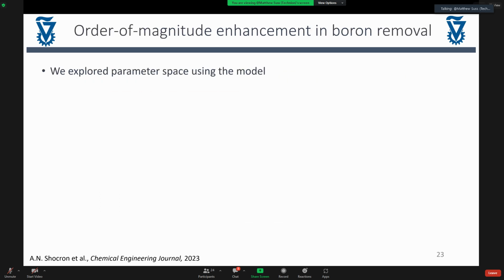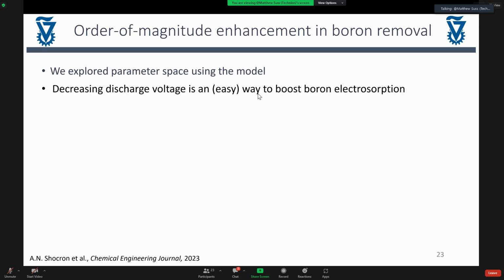So what's more recent, recently published this year, again together with Jouke and led by Amit Chokron, is basically saying, okay, now we know how to remove boron, but we didn't remove enough boron. We showed we could do it, but we wanted to remove more. And we were able to achieve an order of magnitude enhancement, again leading with the model. So the idea is we explored the parameter space with the model, and we found that if we decrease the discharge voltage, it's an easy way to boost boron electroabsorption.